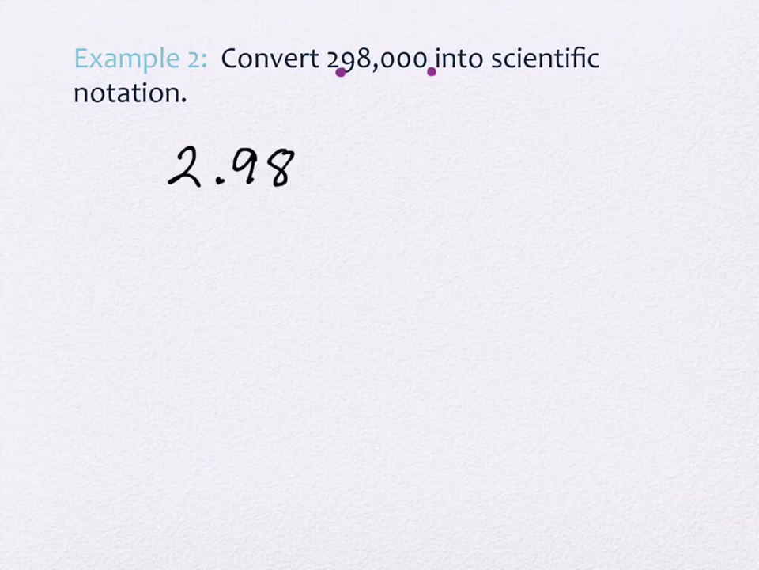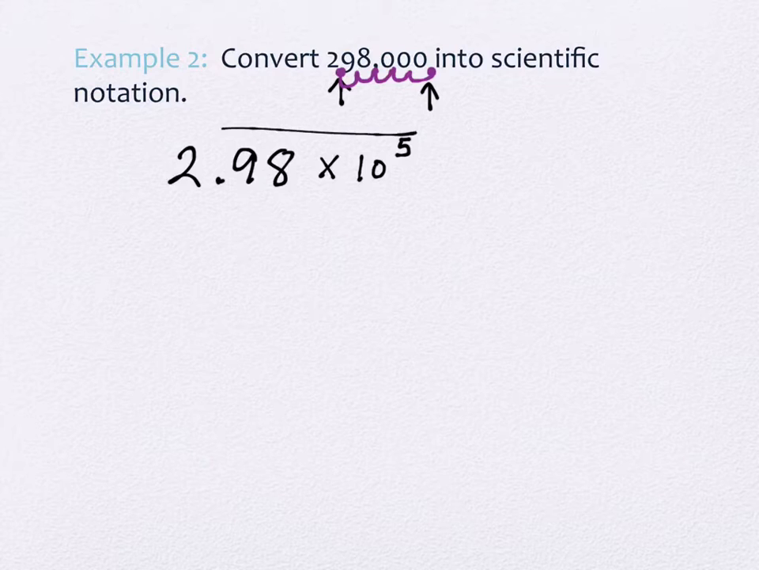So the thing I need to do next is count how many places I moved the original decimal point to get over to my new decimal point location between the 2 and the 9. So if I count, I moved it over 1, 2, 3, 4, 5 places. Everybody good so far? So I know that this is times 10 to the 5. If my number is a big number, it's positive 5. If my number is a small number, it's negative 5. Is my number big or small? It's big, right? It's bigger than 10. So I have a positive exponent. And I'm done.